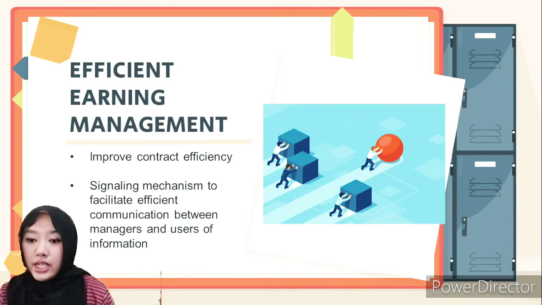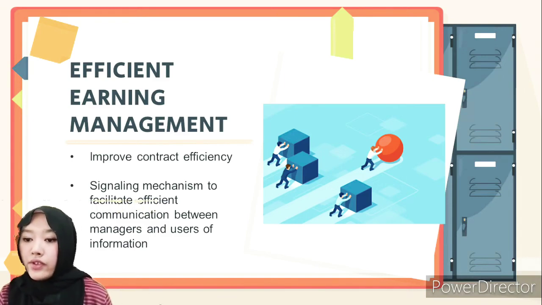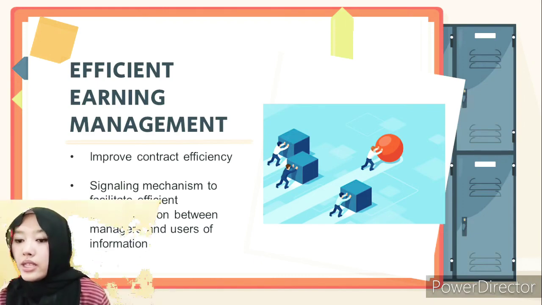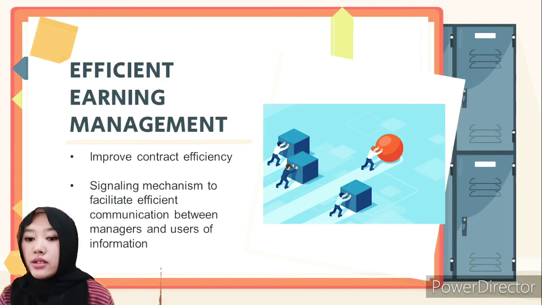Efficient earning management. From the perspective of efficient contract in positive accounting theory, the level of earning management can be considered good because it can improve the contract efficiency. And efficient contracts provide flexibility in the ability of the manager to manage the profits in rigid or incomplete contracts.